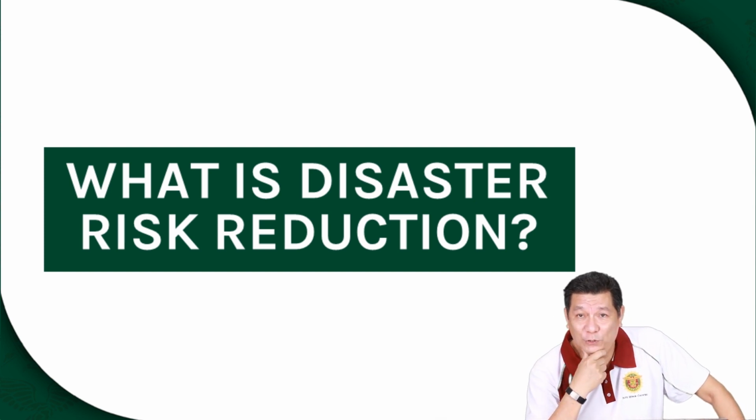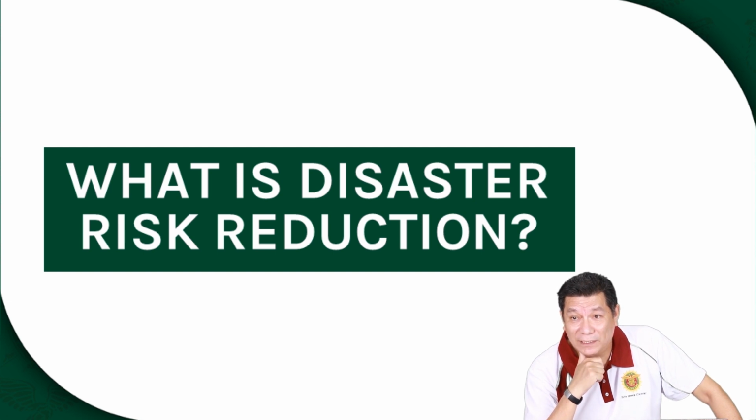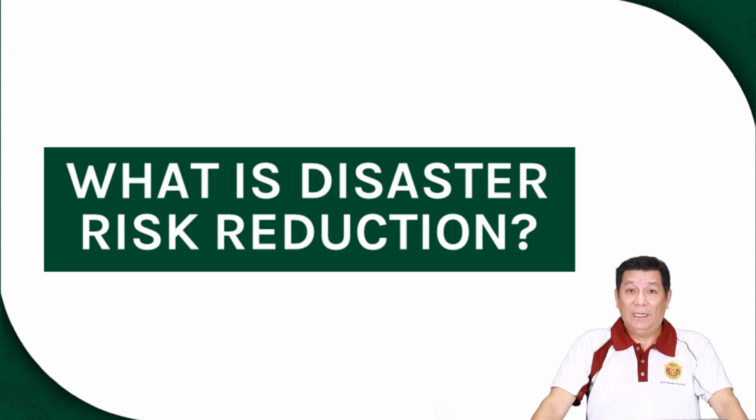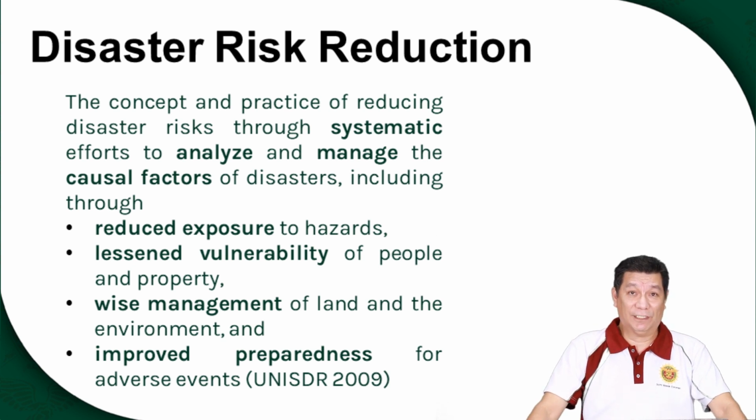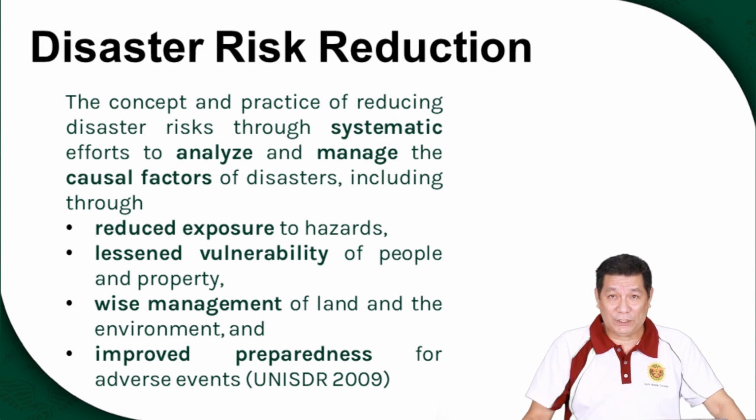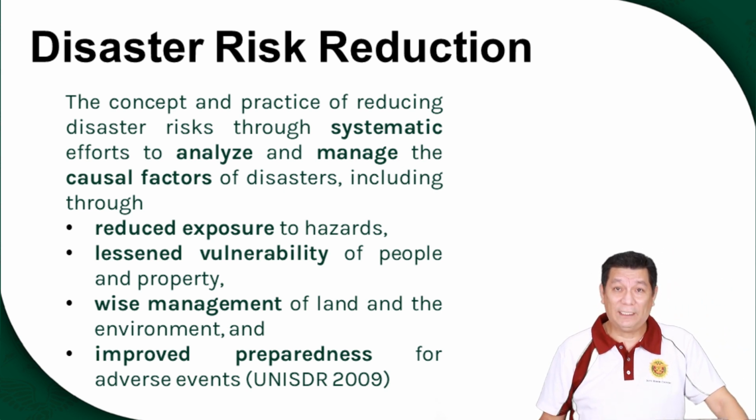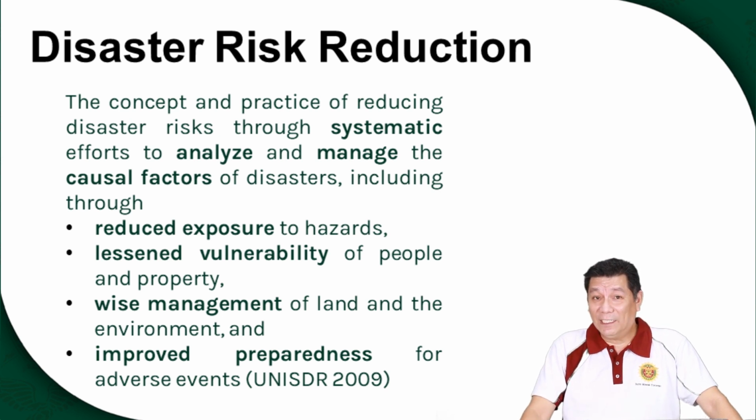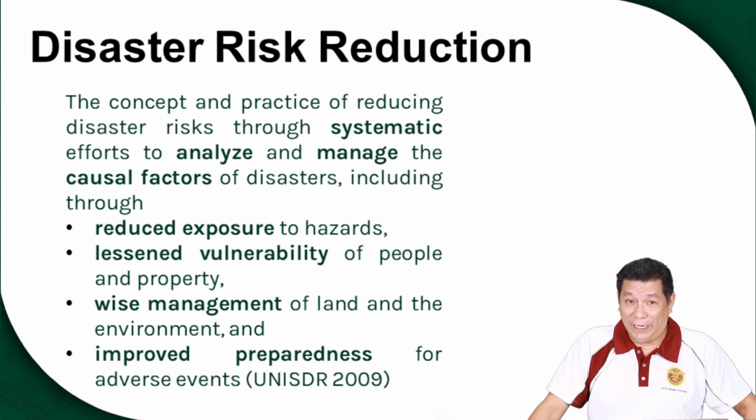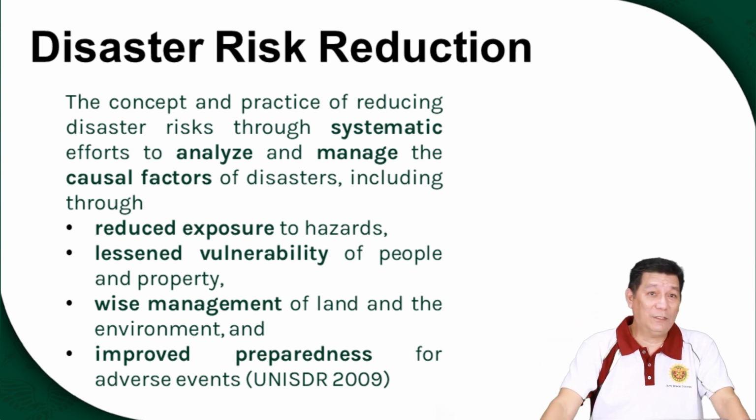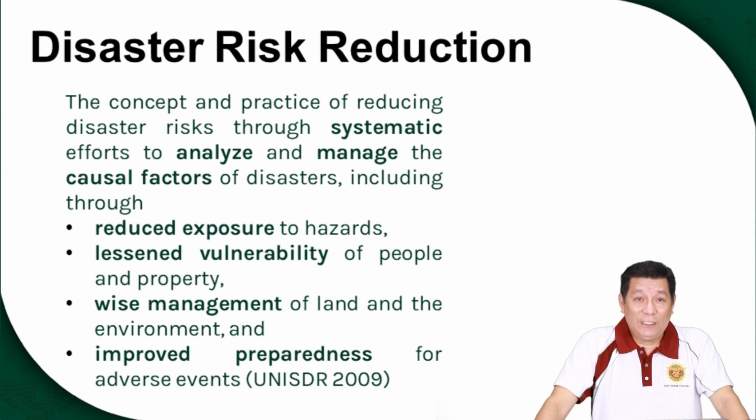So what is disaster risk reduction? We had a question in Module 2 which says, is hazard preventable? Is disaster preventable? The answer is both yes. It is the concept and practice of reducing disaster risk. We have systematic efforts. We analyze and manage causal factors that might affect the disaster, therefore reducing the exposure to hazards and lessening the vulnerability. You should think of our hazard vulnerability mathematical equation on this. So we use wise management and improved preparedness. This definition comes from the UNDRR, the United Nations Office for Disaster Risk Reduction.